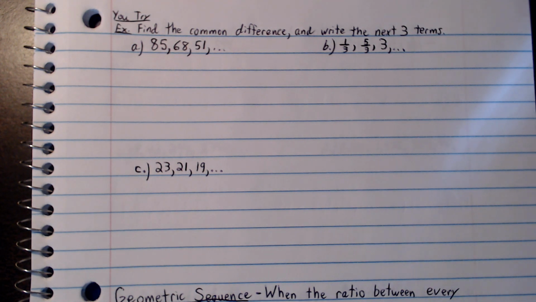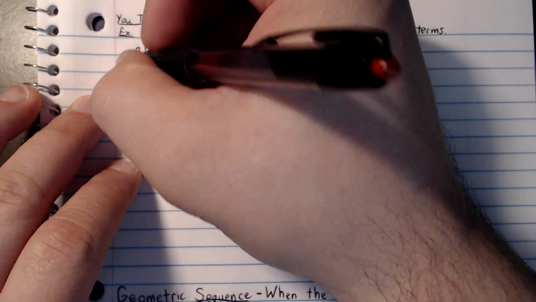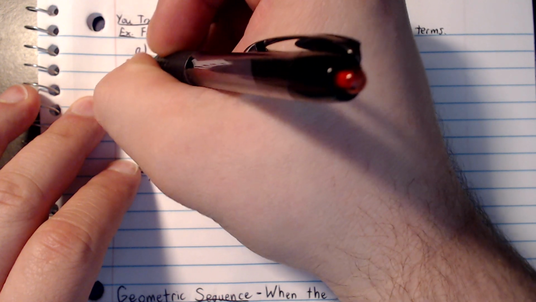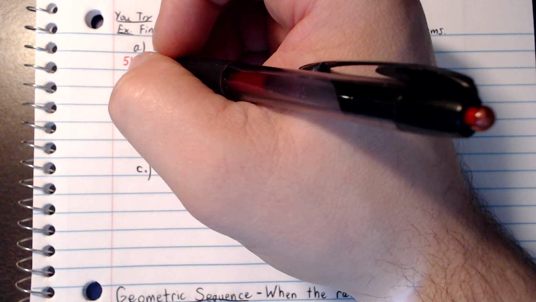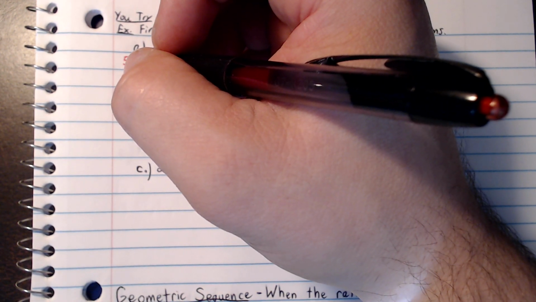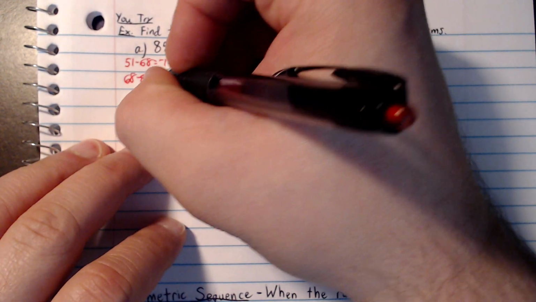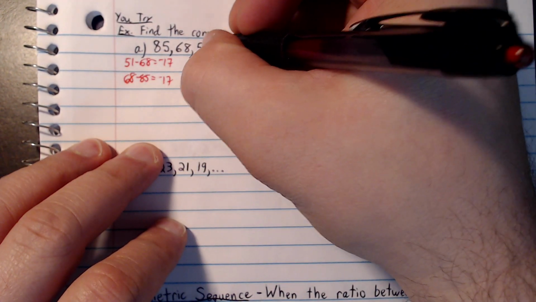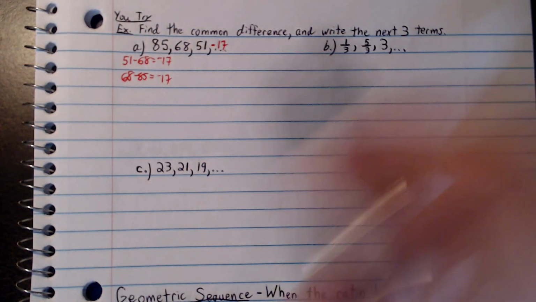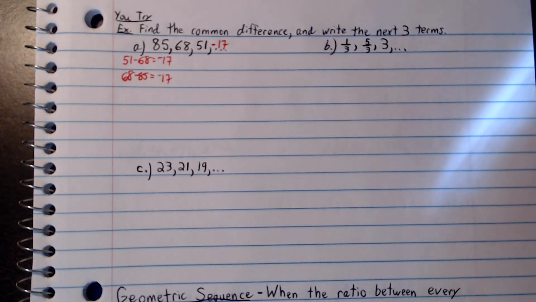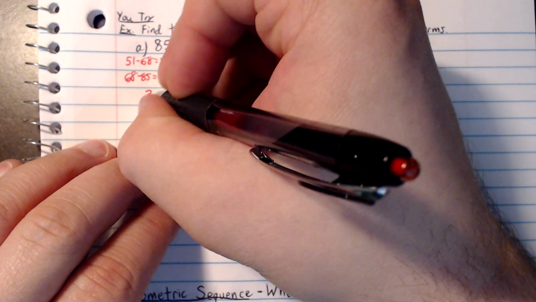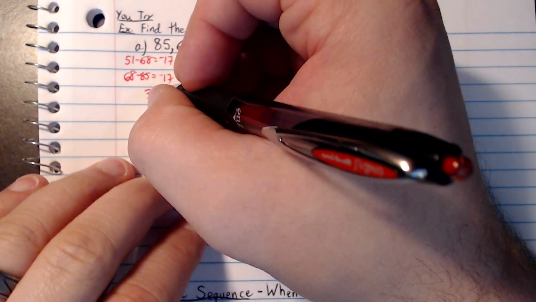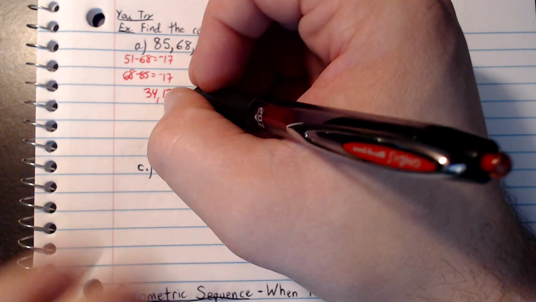Alright, let's try this one out here. So let's see, 51 minus 68 is going to give us negative 17. 68 minus 85 also negative 17, so that's our common difference. So here we're subtracting 17. I hope that that's what you were doing, because you should be noticing it going down here. So 51 minus 17, we get 34. Ooh, 17, and then 0.